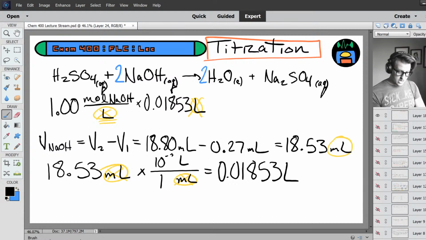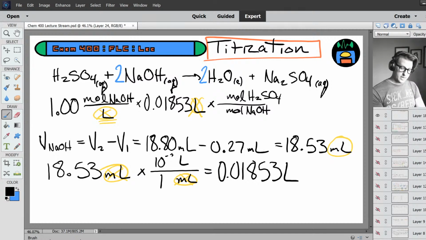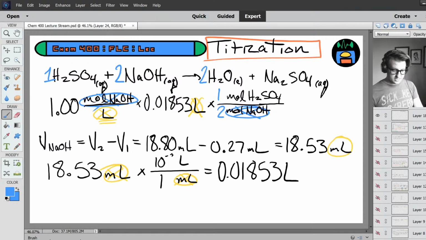Next, now that we have moles of sodium hydroxide, we can convert from moles of NaOH to moles of sulfuric acid. You'll recall that's what we need to find our molarity, right? That's our numerator. And our balanced chemical equation tells us that 2 moles of sodium hydroxide react with 1 mole of sulfuric acid. So moles cancel moles, and we don't need to convert to grams because we're not asked for that.